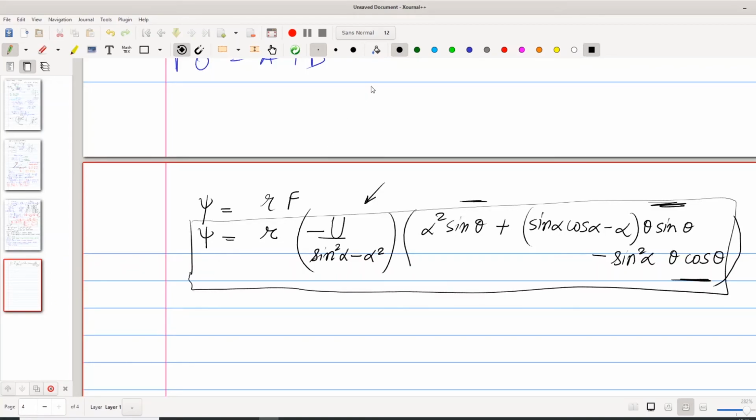Well, that's all well and good, but what do I do with this? So once you have the expression for psi, we can find the expression for u_r as 1/r ∂ψ/∂θ, and the expression for u_θ as minus ∂ψ/∂r. With the help of this, you can visualize the flow field.